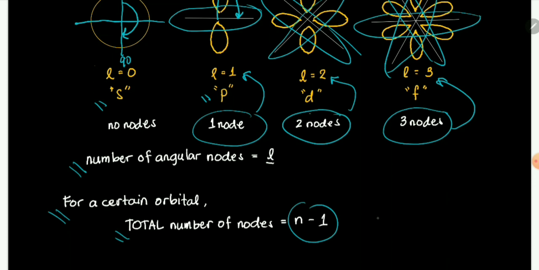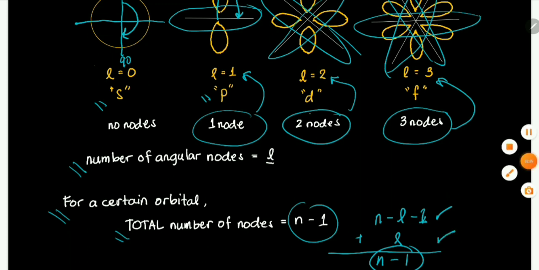Okay? Kasi yung radial nodes natin n minus L minus 1. Okay? Tapos yung angular nodes natin L. Kapag in-add mo yan, okay, magiging n minus 1. Okay? So that's how you calculate the total number of nodes. Kapag radial node, n minus L minus 1. Kapag angular node, it's just equal to L.